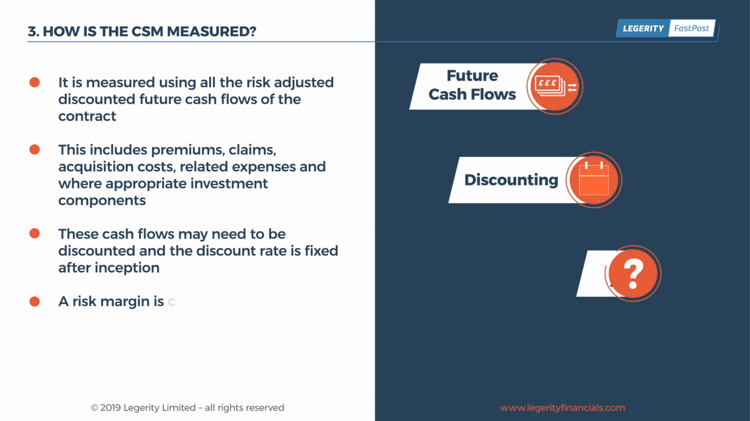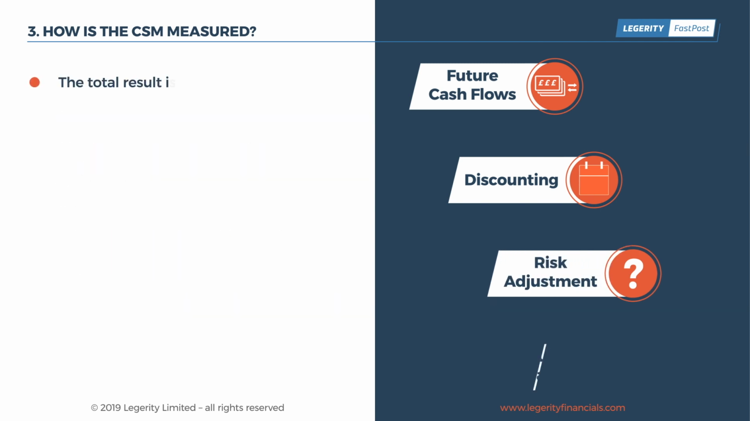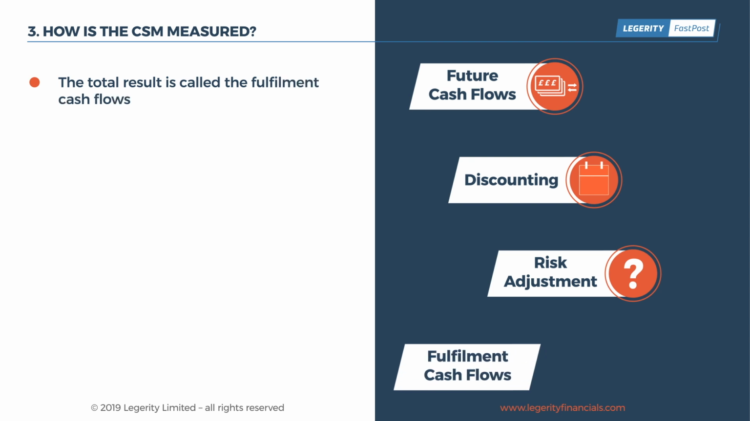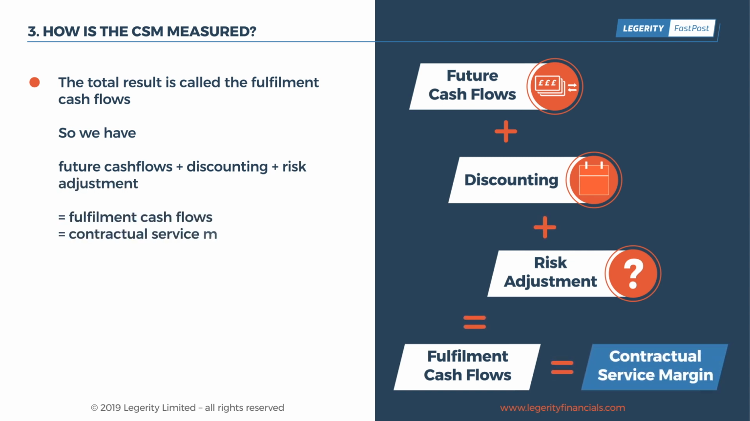A risk margin is then calculated, called the risk adjustment. The total result is called the fulfillment cash flows. So we have future cash flows plus discounting plus risk adjustment equals fulfillment cash flows equals contractual service margin.